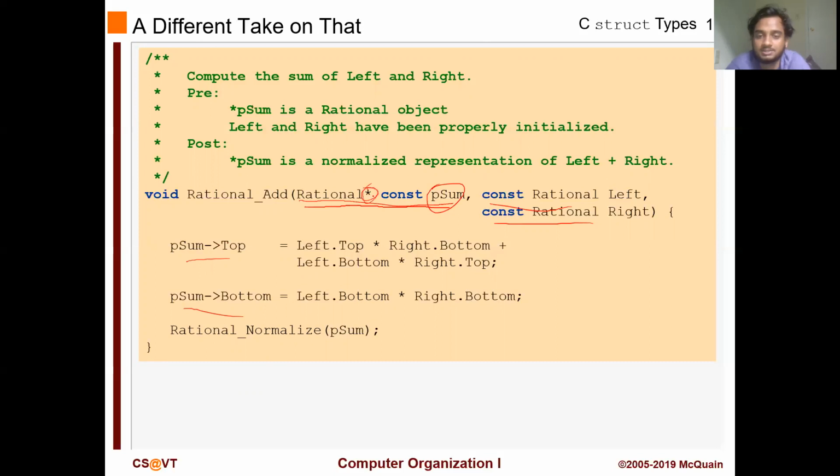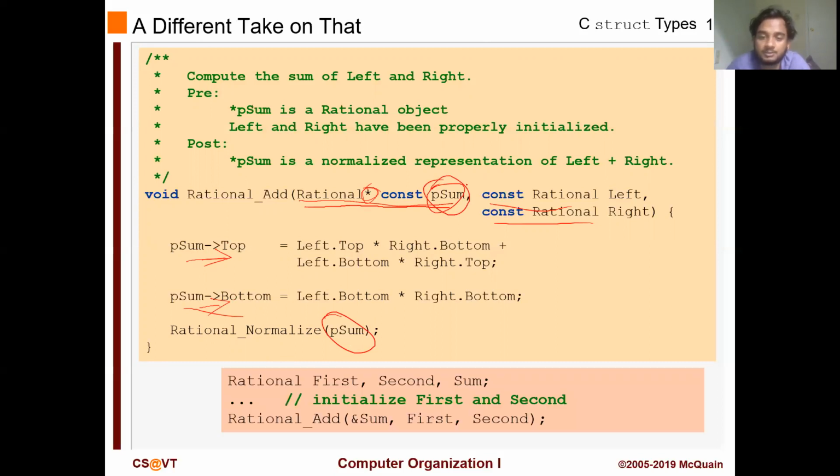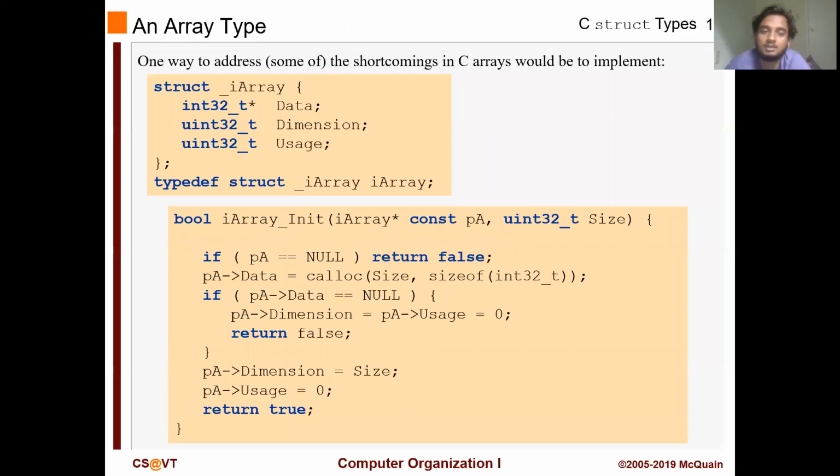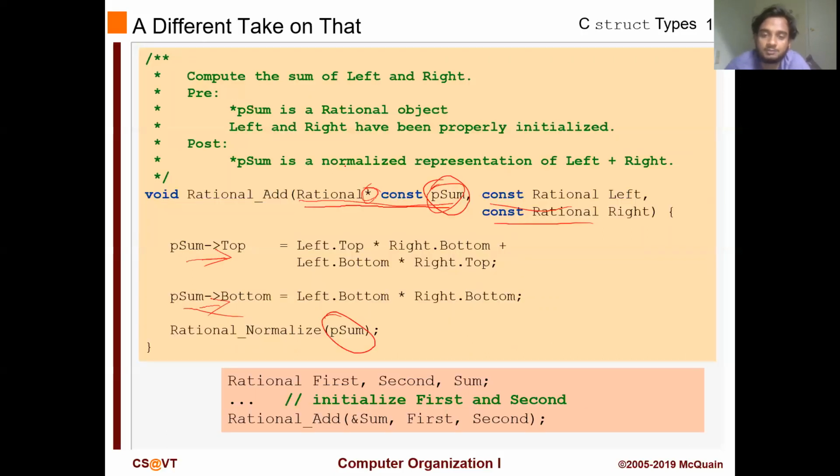As you can see, this is a pointer, so we are using the arrow notation, pointer notation basically. And then we do a normalization, and we don't have to return it because it is being sent as a parameter. So as you can see from here, you are actually returning it indirectly, right?